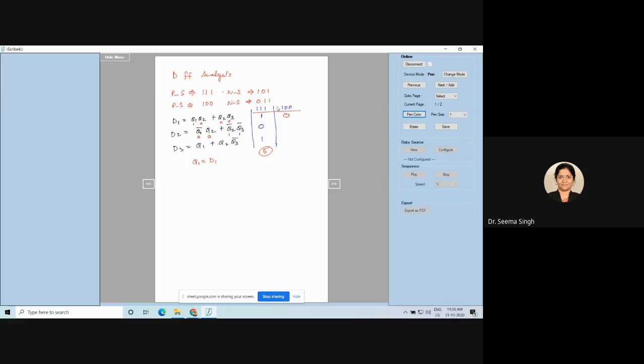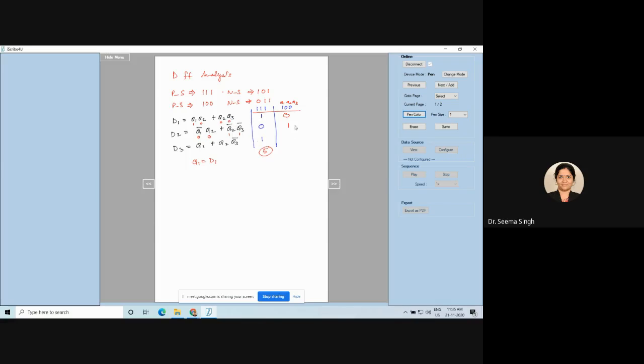I am substituting these Q1, Q2, Q3 with the values in red color here. So when I substitute Q1, Q2, Q3, D1 gave me 0. And D2 is giving me what? This term is 0, this term is 1. So the OR operation is giving me a 1.